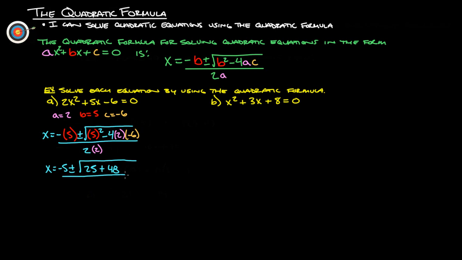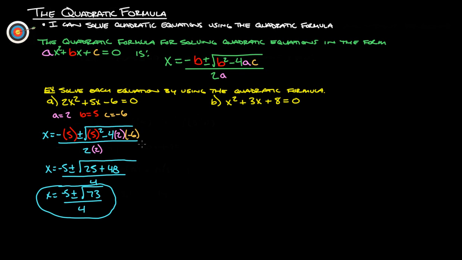Okay, and then it's all over 2 times 2, which is 4. So we can do x equals negative 5 plus or minus the square root of 25 plus 48, and that is what, 73? All over 4. Okay, so we just end up getting that for our answer: negative 5 plus or minus the square root of 73, over 4.